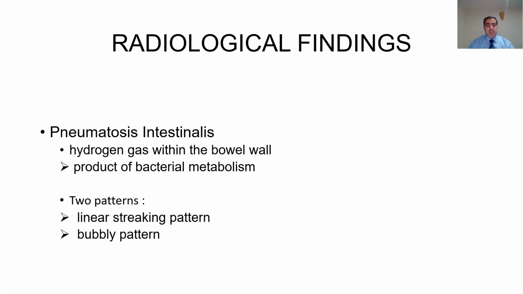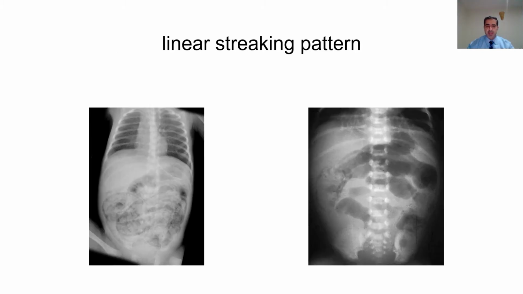Pneumatosis intestinalis occurs usually when hydrogen gas is becoming evident in the bowel wall. Hydrogen is produced by the metabolism of bacteria within the bowel wall. So it gives the picture of pneumatosis intestinalis. We have two patterns of pneumatosis intestinalis, either the linear streaking pattern or the bubbly pattern.